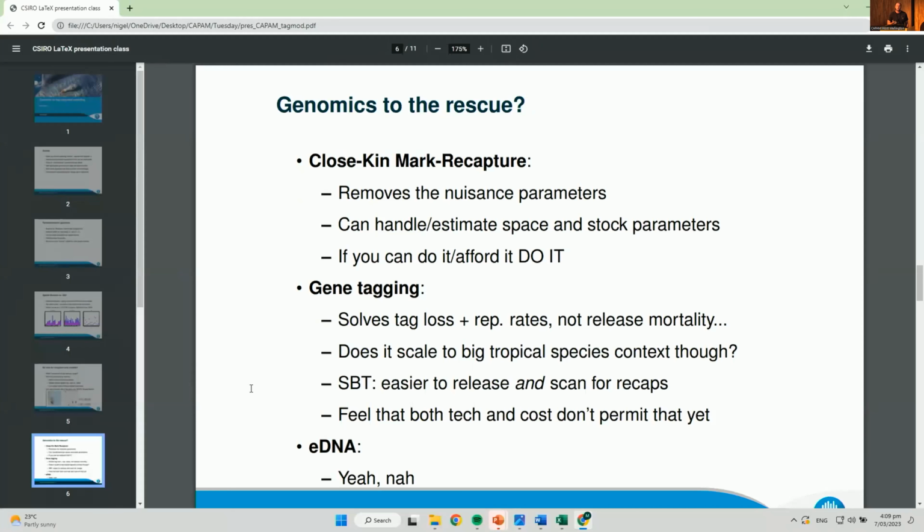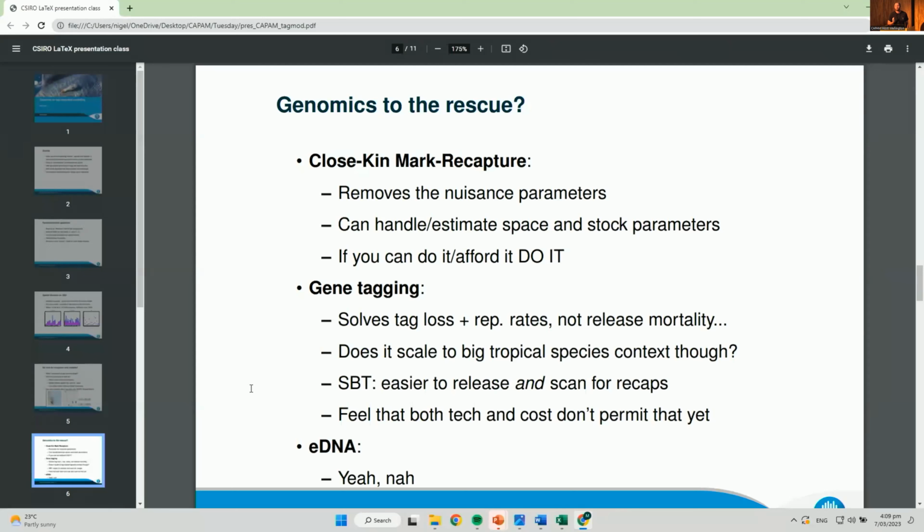Does it work in the big tropical species context though? We've done it for SBT. That context was quite specific, so it was easy for us to release and look for recaptures in fish because we're doing it at the same localized spatial location. We can get clean samples with very little contamination, and they're not quite as big as some of those big tuna species. So does it work at this point with the tech that you need in terms of genetic sampling with a minimization for contamination? And also, how much does it cost to process all those samples? It's not clear that that'll work for the big tropical tuna species yet, but it could.